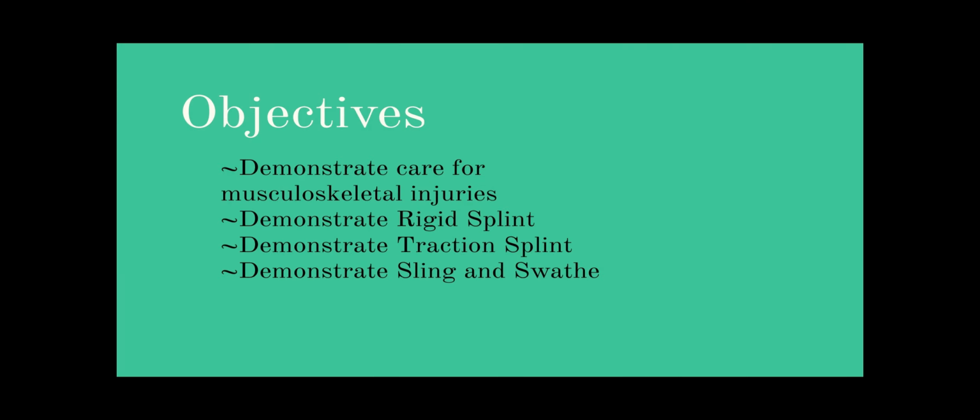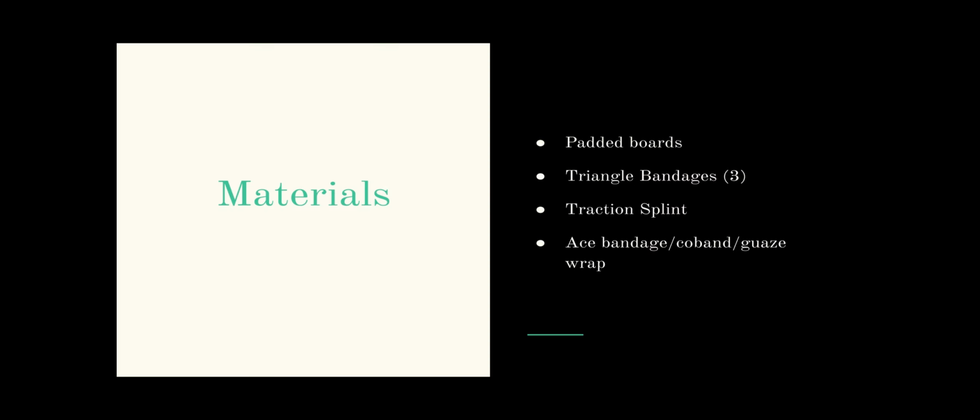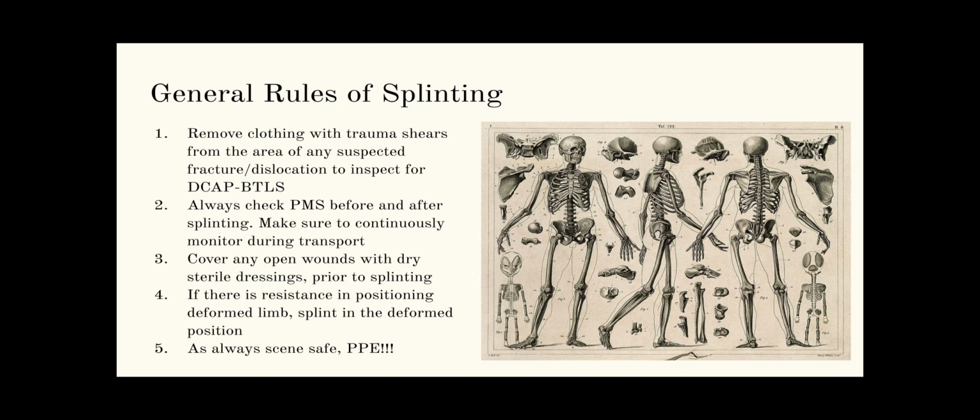So we're going to demonstrate care for musculoskeletal injuries in this skills demonstration. We're going to demonstrate a rigid splint, traction splint, and a sling and swath. The materials I used were some padded boards, padded long boards, triangle bandages, a traction splint, and I used gauze wrap in my video, but for that material you can substitute ace bandage or Coban, whatever you have available.